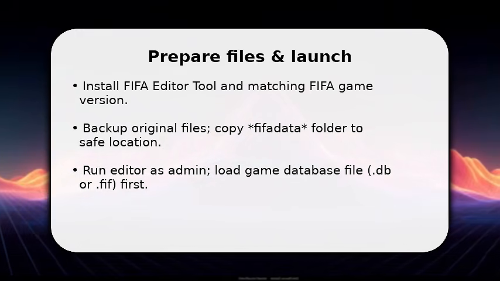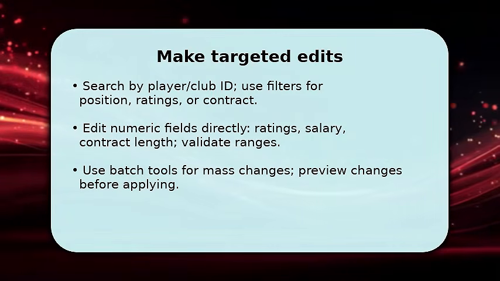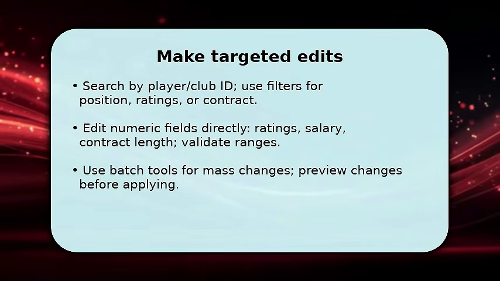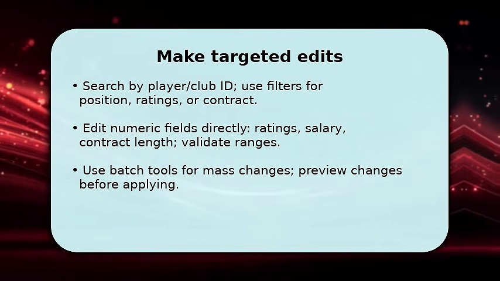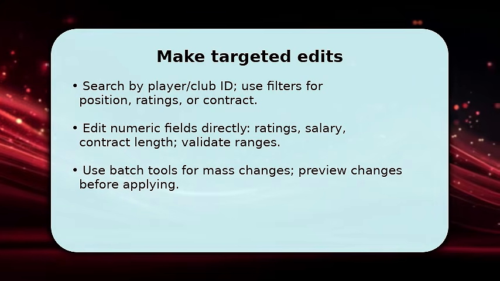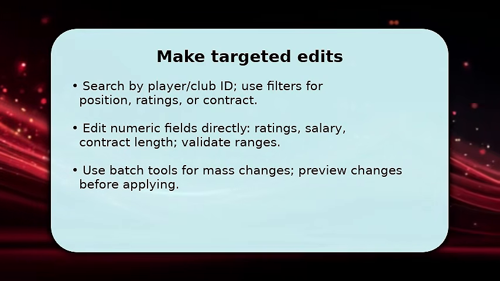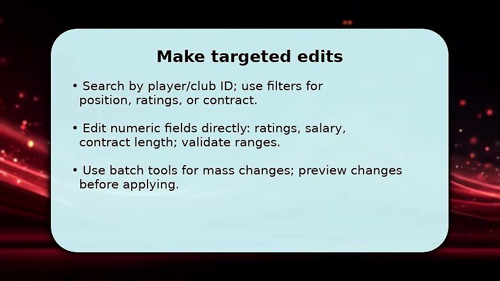Search by ID or use filters for position, nationality, or ratings, and select the entries to change. Edit numeric fields directly: overall, pace, wages, and validate that values stay within acceptable ranges so the game reads them. Once you change attributes, use the batch edit tool for multiple players to save time. Then run the built-in validator to find conflicts.